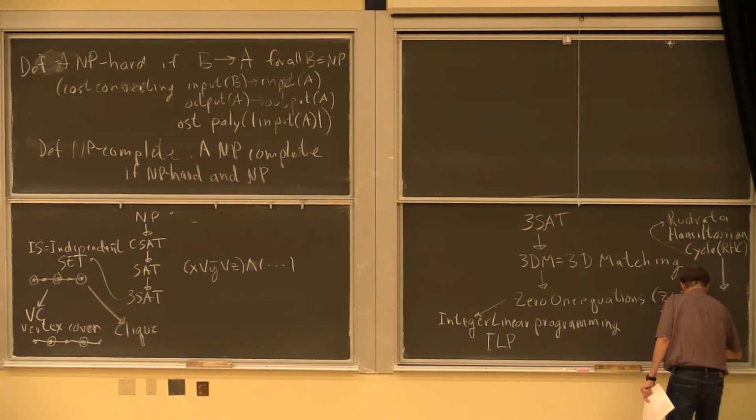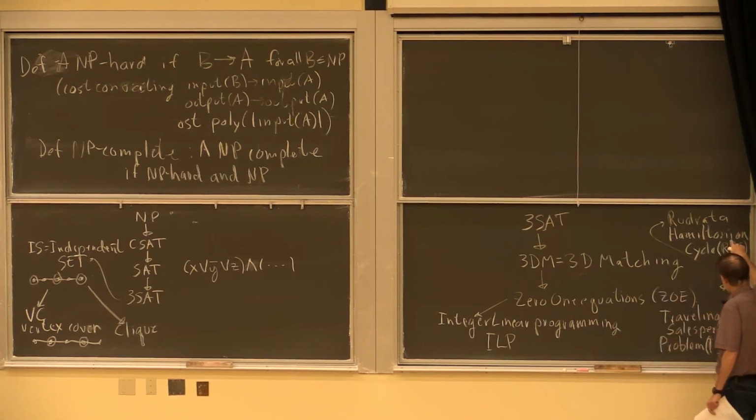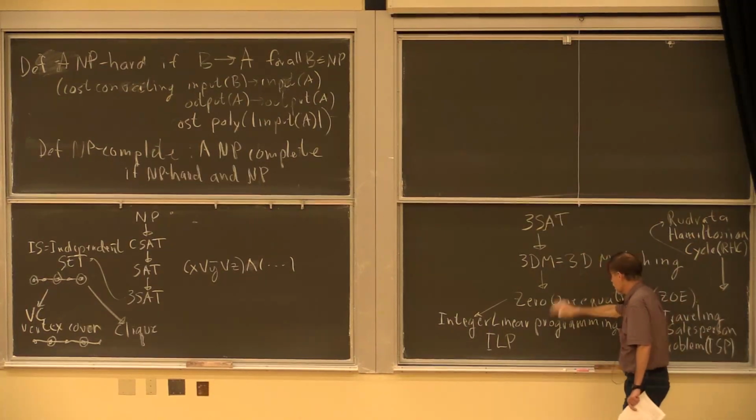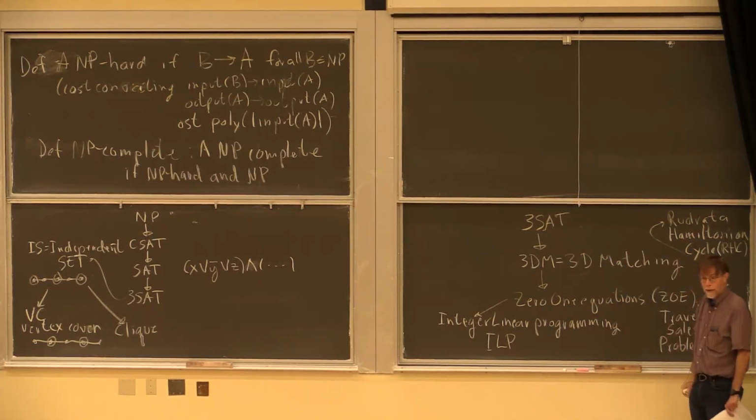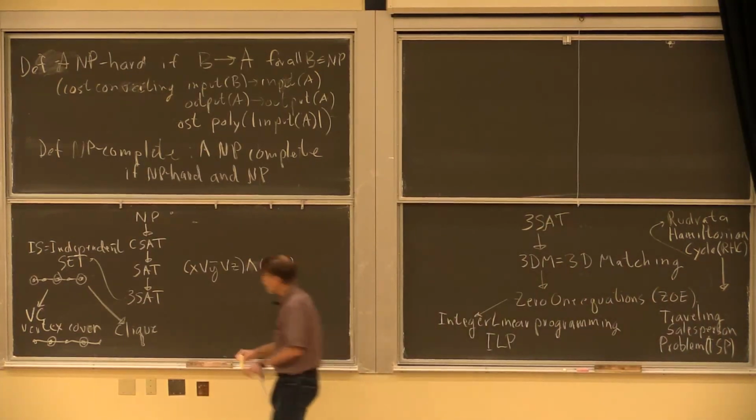Or TSP, which is, again, find a cycle that visits every vertex once and find the shortest one. Okay, so that's going to be the traveling salesperson problem. And so this is going to be the goal for today, to go from here to here and then fill in the rest of that. So any questions? Okay.